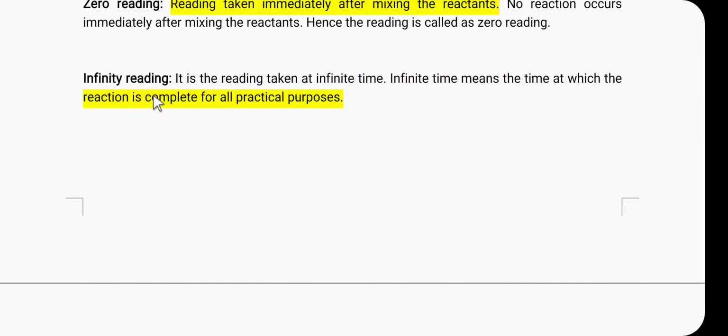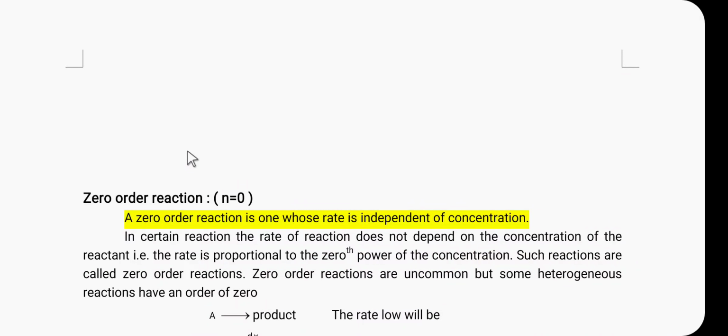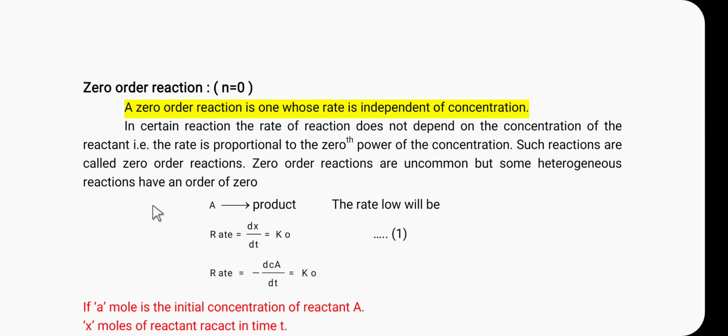Then the second is the infinity reading. It is the reading taken at infinite time. Infinite time means the time at which the reaction is complete for all practical purposes. Let us consider the above example again, the hydrolysis of the ester, the mixture of ester and dilute HCl. When the reaction is completed and the reading is taken after that, that reading is called the infinity reading. So in chemical kinetics, the zero reading and the infinity reading are also very important terms.